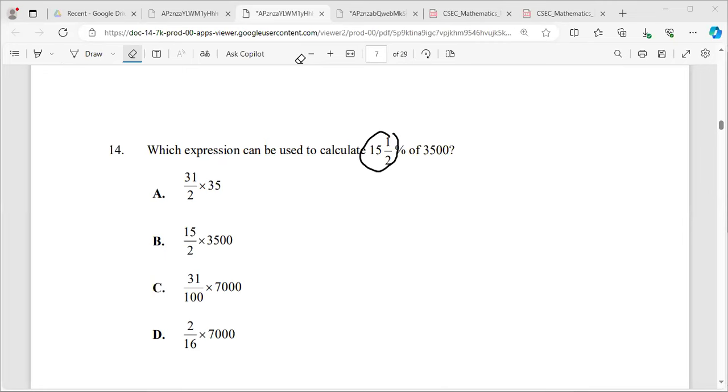Sir, I got A because what I did, I changed the 15 and 1 over 2 into an improper fraction, and I got 31 over 2. And since you said percentage is out of 100, and 15 over 2 times 3,500, I knew that couldn't be the answer because percentage is out of 100. So to get A, once I had the 31 over 2, I removed the 2 zeros from the 3,500 and I got 35.